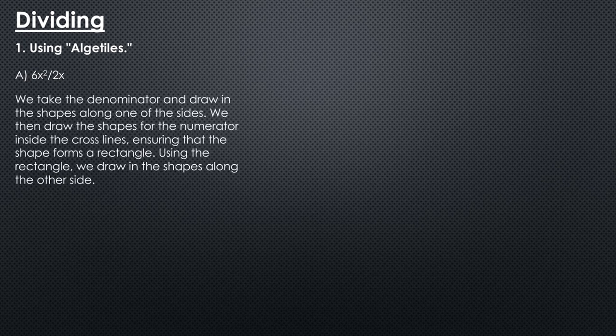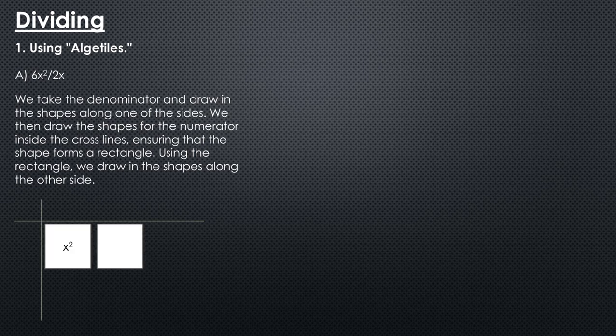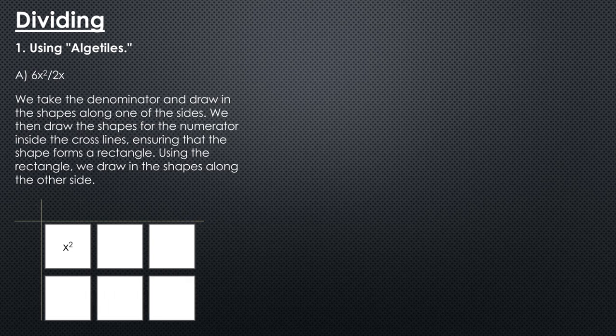Now we're going to learn how to divide. First, we're going to use algebra tiles. So our first question will be 6x squared divided by 2x. So we'll take the denominator and draw in the shapes along one of the sides. We then draw in the shapes for the numerator inside the cross lines, ensuring that the shape forms a rectangle, which in this case is 6x squared.